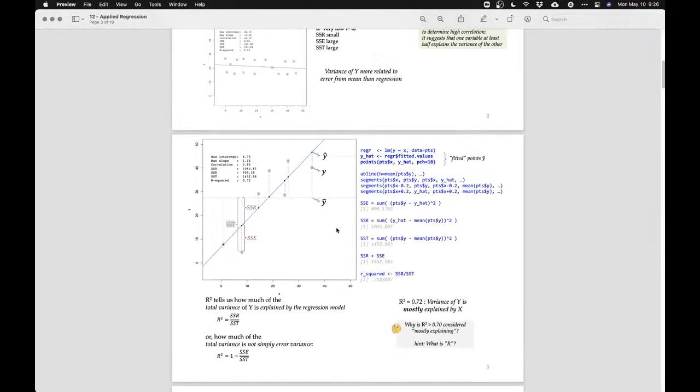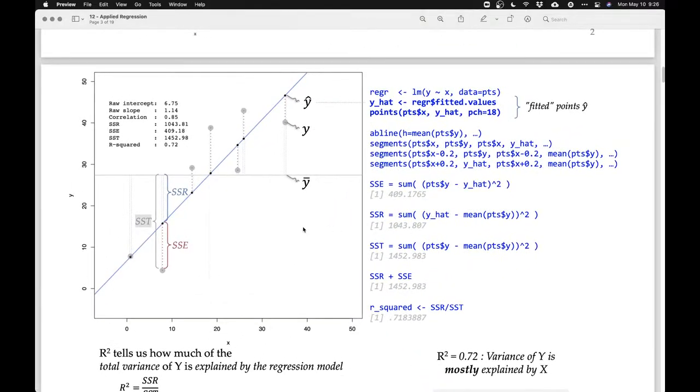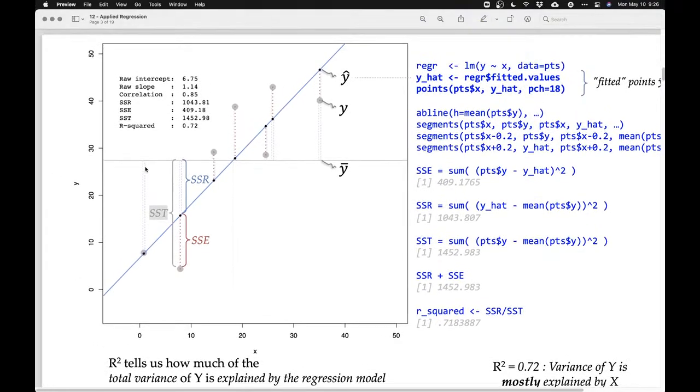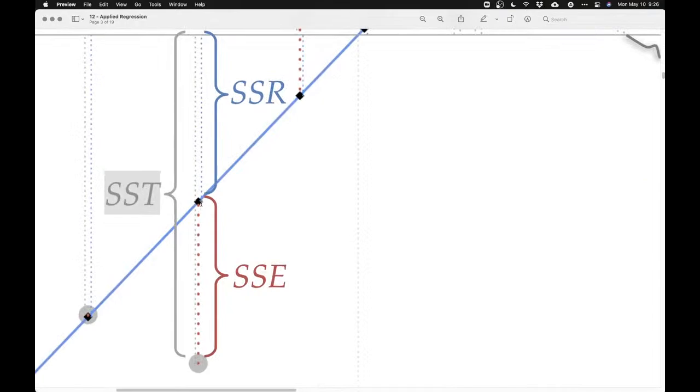So I hope this gives you one sense of what R squared is. And why it's considered a model fit metric is because it's really looking at the total variability of Y and saying how much of that variability can be explained by the regression line, by the fitted values. And again, the fitted values are these points on the regression line, which is the regression line's guess of where this point should be according to the model.